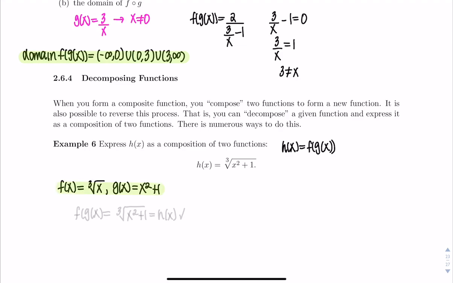And that would be one decomposition of my function. You can always double check your decomposition by composing your two functions. So f of g of x would then be the cube root of x squared plus 1, which is h of x. So that checks out.